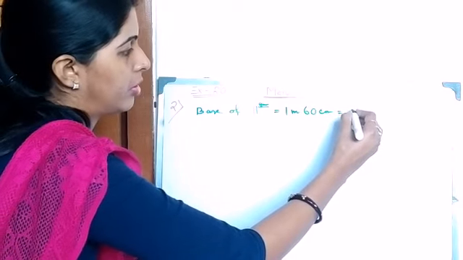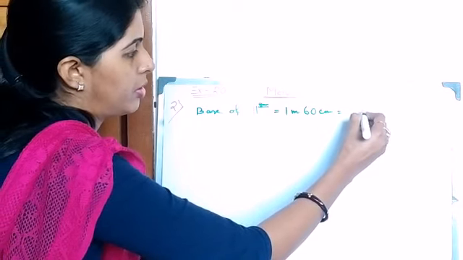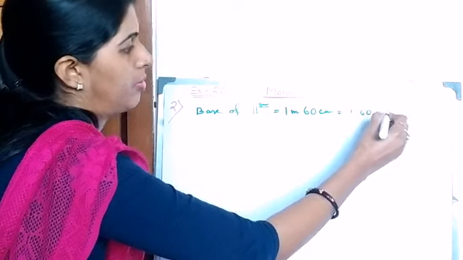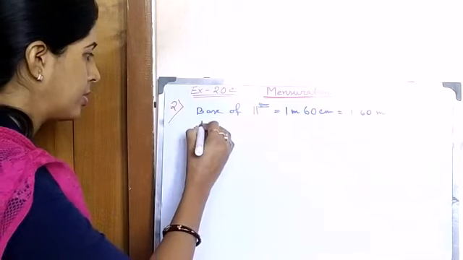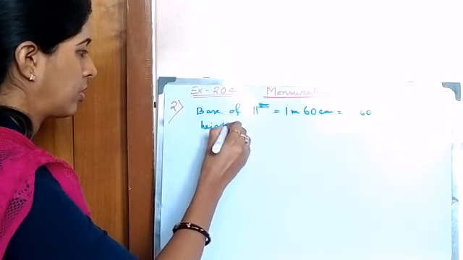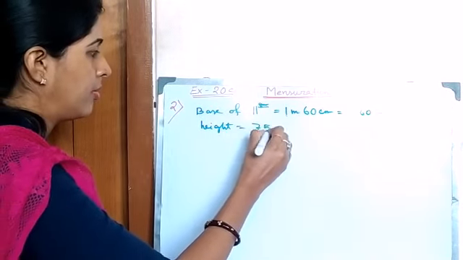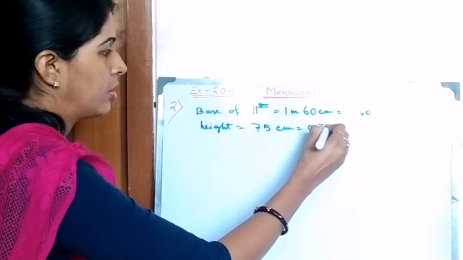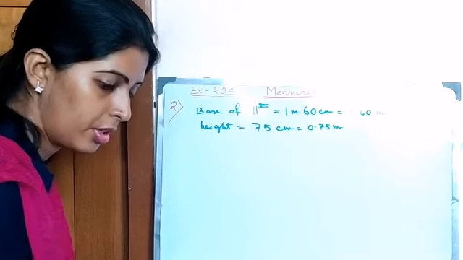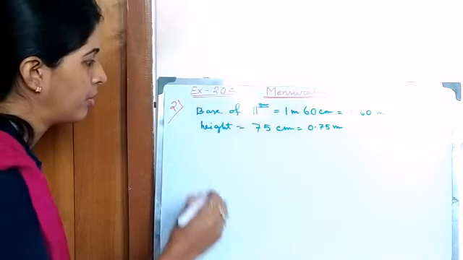That means 1.60 meter. Now height is 75 centimeter, this also 0.75 meter. Now what to find out? Its area we have to find out.